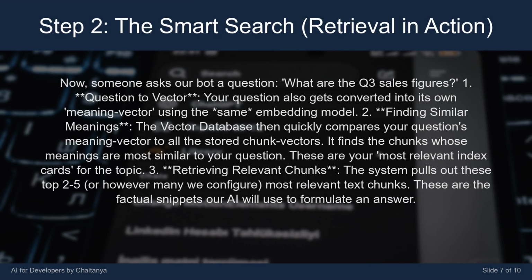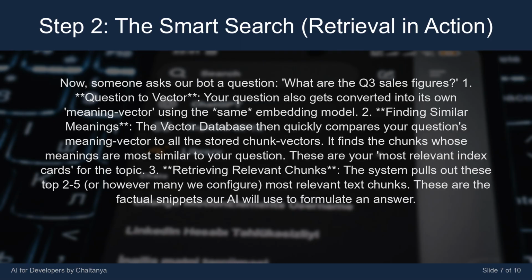Now, someone asks our bot a question. 'What are the Q3 sales figures?' 1. Question to vector. Your question also gets converted into its own meaning vector using the same embedding model. 2. Finding similar meanings. The vector database then quickly compares your question's meaning vector to all the stored chunk vectors. It finds the chunks whose meanings are most similar to your question. These are your most relevant index cards for the topic.